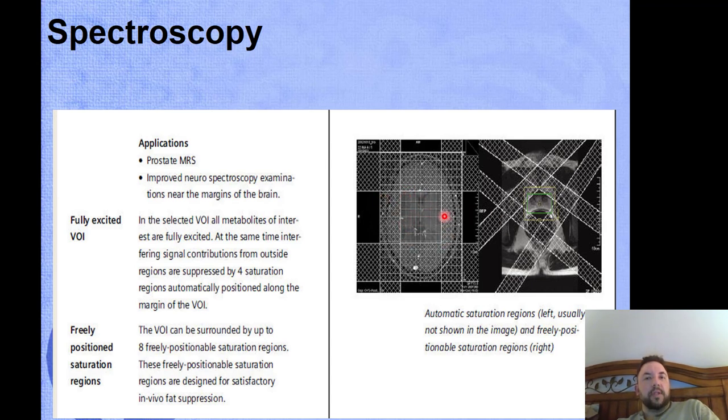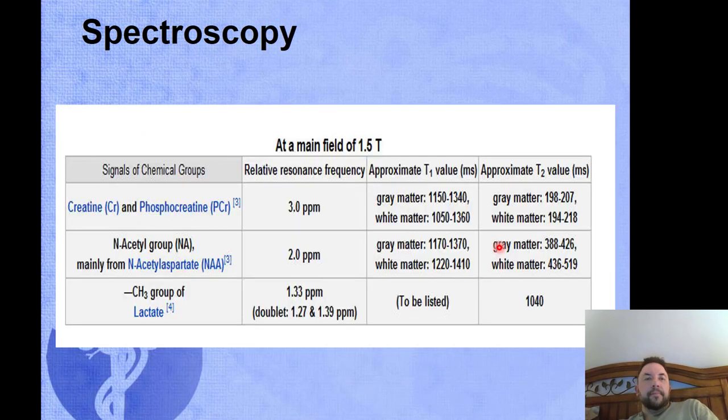Here's a multivoxel application. We have a heavy amount of presaturation that's used, and selective saturation is really the method of getting rid of all surrounding tissues. I'm only looking in this area right here. It can also be used in the prostate. Starting to see some spectroscopy for liver and also for breast in development.